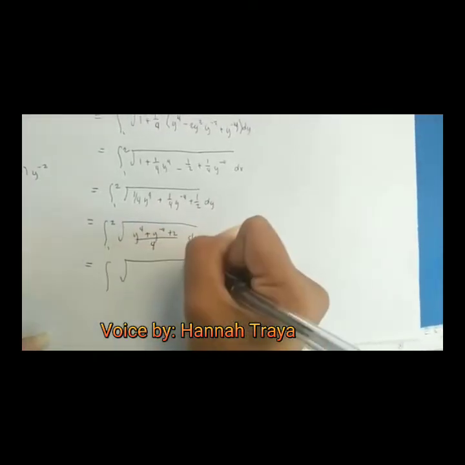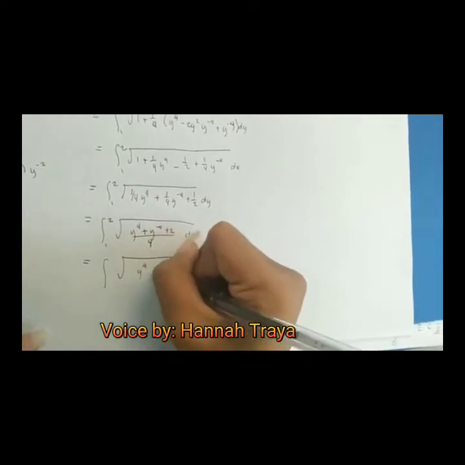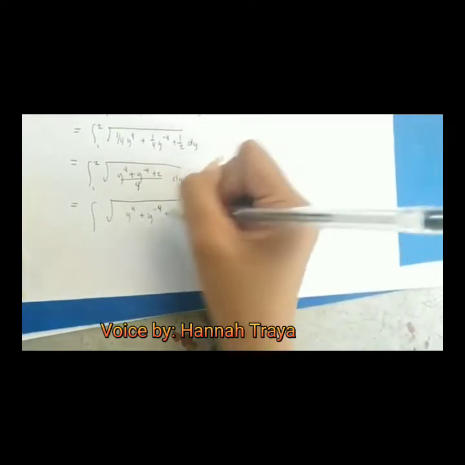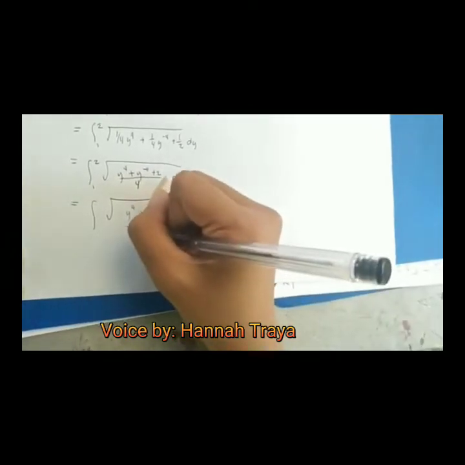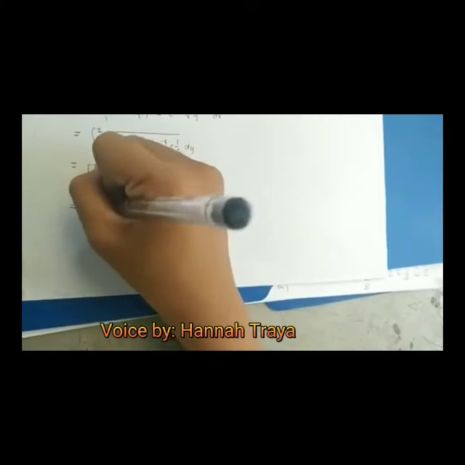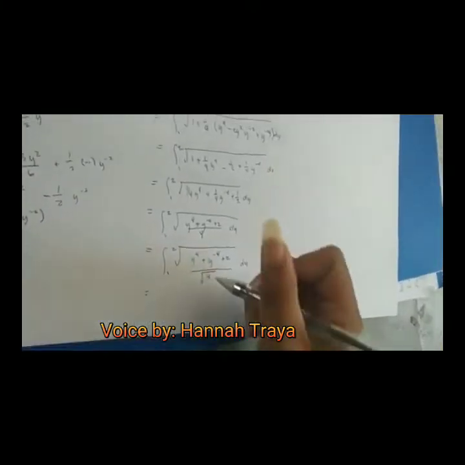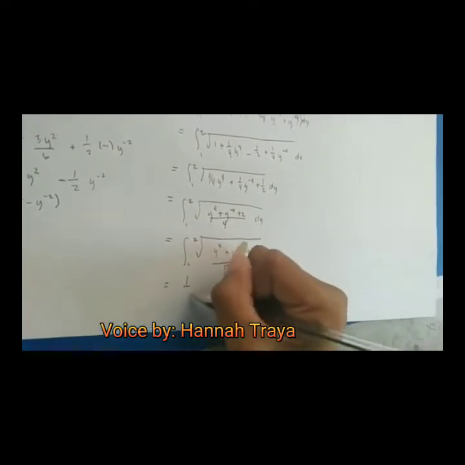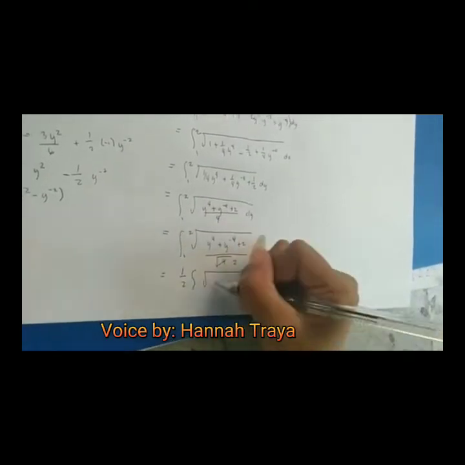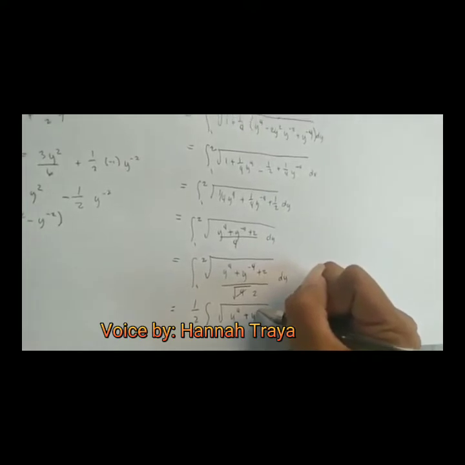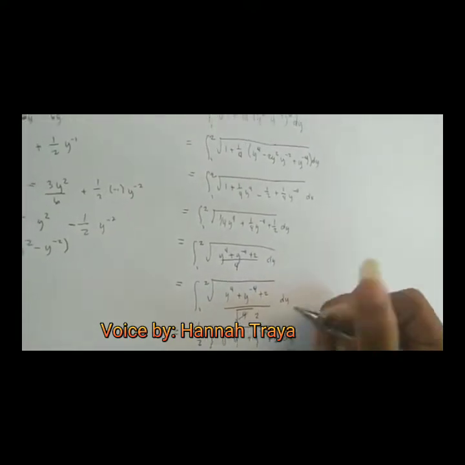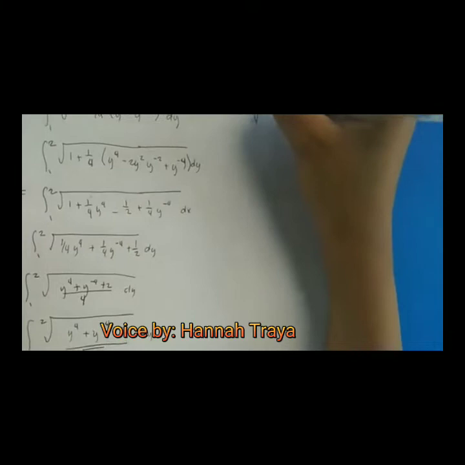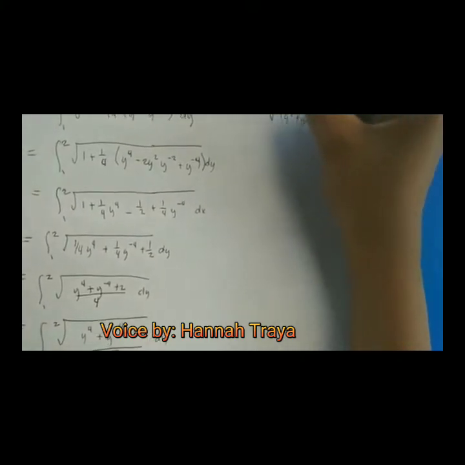Equals the integral of the square root of y raised to the power of 4 plus y to the negative 4 plus 2, all over 4, dy from 1 to 2. So the square root of 4 is 2. Then I will just bring out the 1/2: the integral of y to the 4 plus y raised to the power of negative 4 plus 2 dy. So, we factor it into a binomial, equals the integral of y squared plus y to the negative 2, squared.